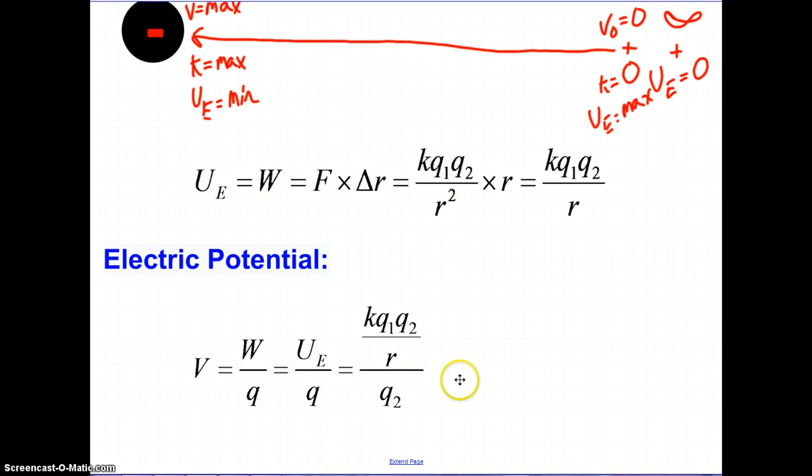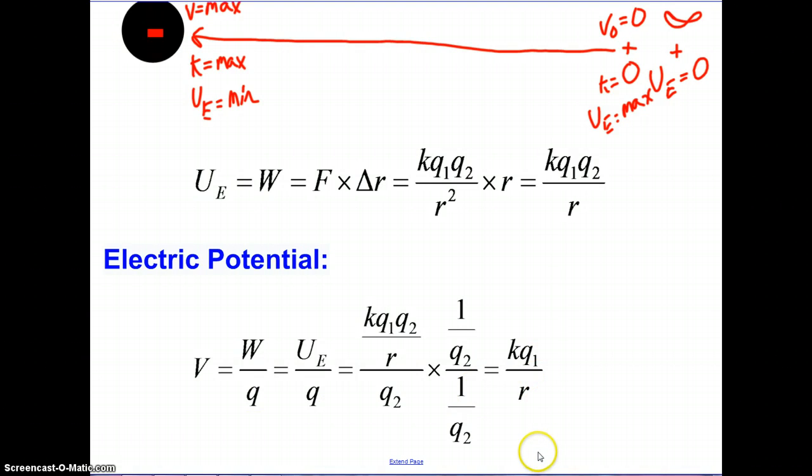We have a double fraction, which we simplify by multiplying both the numerator and the denominator by the reciprocal of the denominator. And when we do that, we get K Q1 over R. This would be how you calculate the electric potential for one charge brought from one location and placed at some distance R from a source charge, Q1 being the source charge.